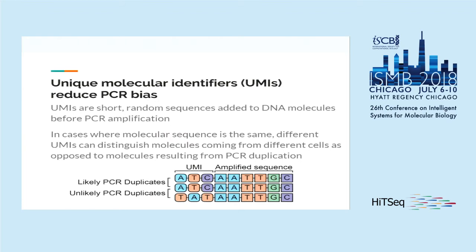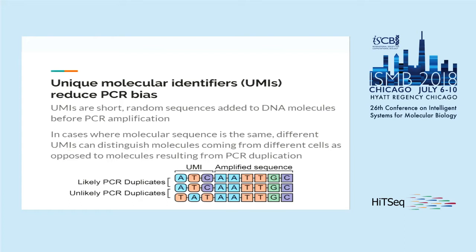To address this, unique molecular identifiers, or UMIs, have been introduced, added to DNA molecules before PCR amplification. In cases where the molecular sequence is the same, different UMIs can be used to distinguish molecules arising from different cells, as opposed to those arising from PCR duplication. On the bottom of my slide here, I show that although these three sequences have the same genomic sequence, the UMI can be used to distinguish reads that are likely PCR duplicates versus unlikely PCR duplicates.